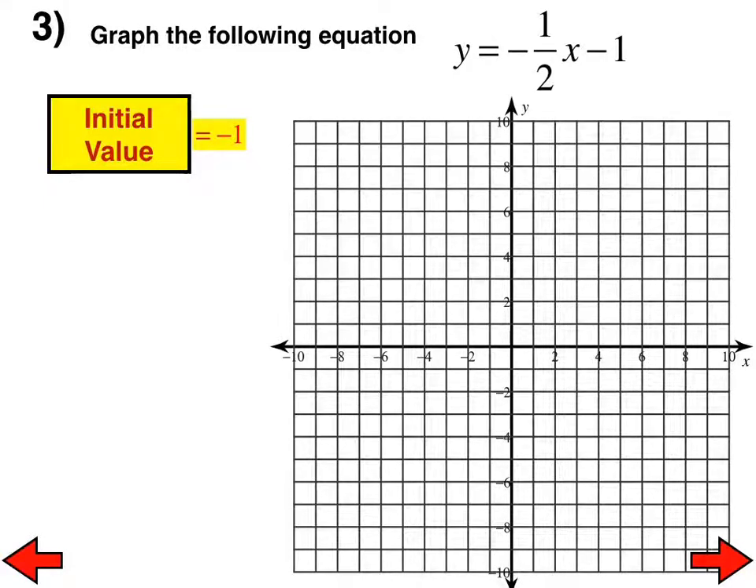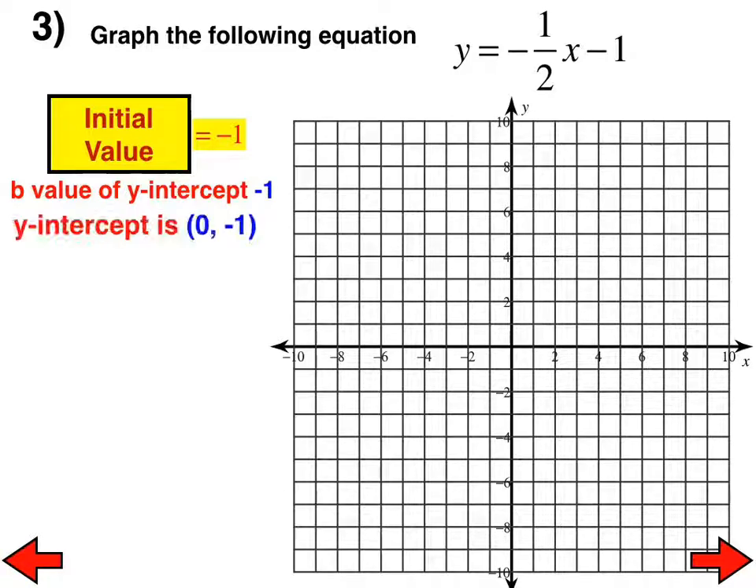All right, returning to this problem. We know the initial value is negative 1, which also means the b value of the y-intercept is negative 1. And as an ordered pair, the y-intercept is (0, negative 1). And that means we would start our graph. That's why it's called the initial value. That's where we start, at (0, negative 1).